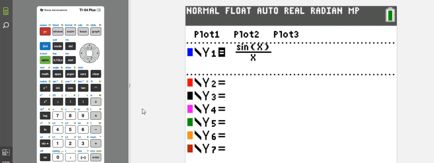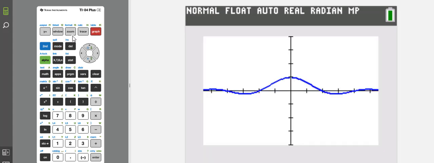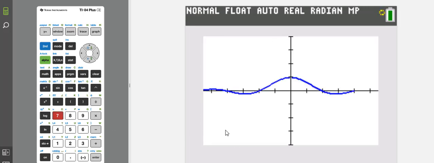I'm going to use a graphing calculator, a TI-84, to graph sine x over x, and make sure that in calculus your mode is always in radian. You guys remember that in calculus, always in radian, not in degree. When you graph this, go to zoom and press number 7 for zoom trig, because we're graphing trig functions. Choose 7, and you'll get a graph like that. This is a graph of sine x over x.